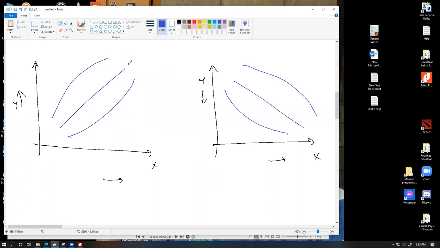For example, this one is an increasing graph with constant gradient, increasing graph with decreasing gradient, increasing graph with increasing gradient. Decreasing graph with constant gradient, decreasing graph with increasing gradient, because this line is becoming steeper.